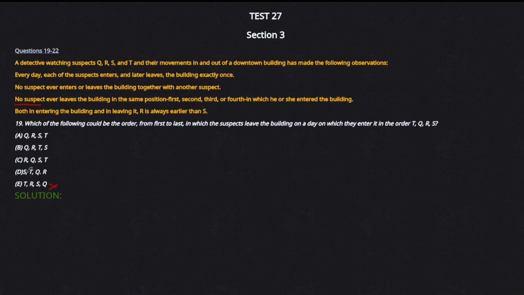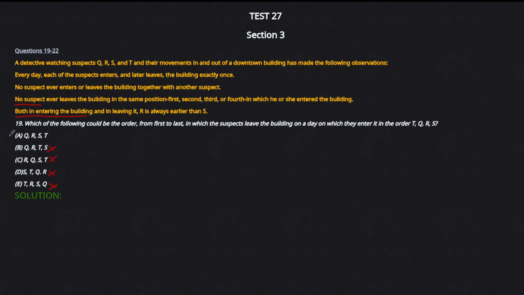At option D, we have S, T, Q, R. From the last condition, the fourth one, R is always earlier than S. This one is being violated because S is ahead of R. So this one is a cross out as well. At option C, we have R, Q, S, and T. We see Q is at number 2 here, and Q is at number 2 here as well. So this one is a cross out as well. And option B, we have Q, R, T, and S. Again, S entered the building at number 4, so it cannot leave the building at number 4 as well. So this is a cross out.